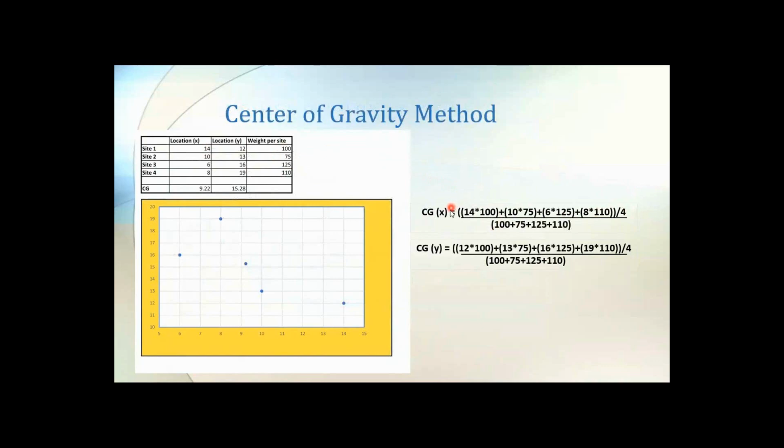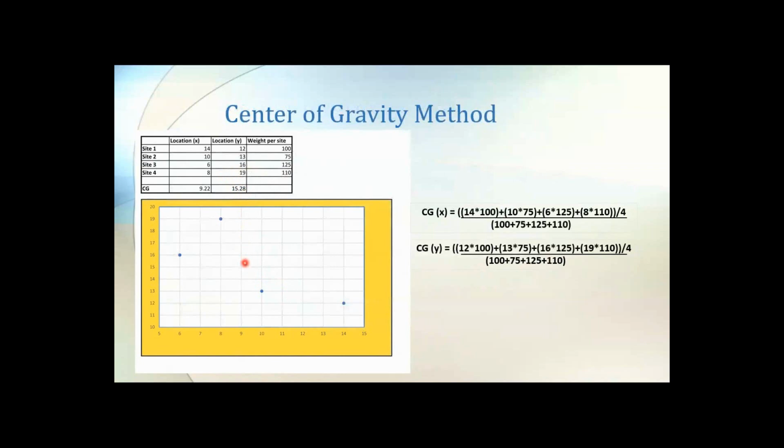Okay. And then here you do the exact same thing for Y, and this time you use Y. So 12 times 100 plus 13 times 75 plus 16 times 125 plus 19 times 110 divided by the number of sites. You add it all up, divided by 4 in this case because there's 4 sites. And then you add up all the weights, and then you take the top divided by the bottom, and that gives you your Y location. In this case, the Y location is 9.15, so it's right here.